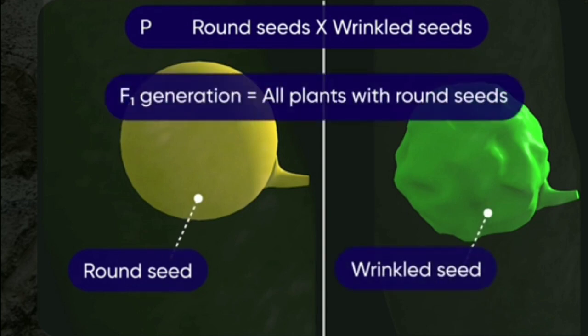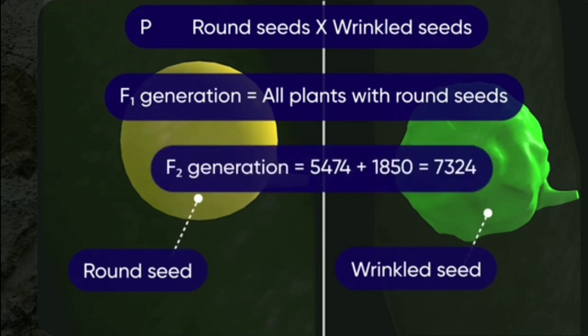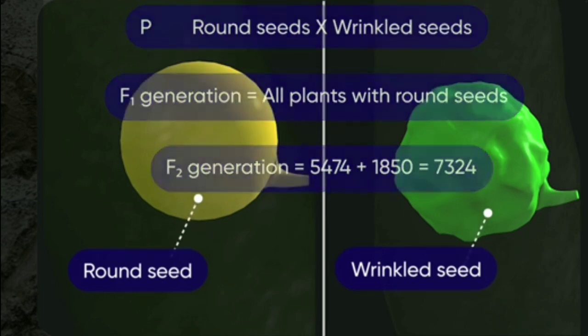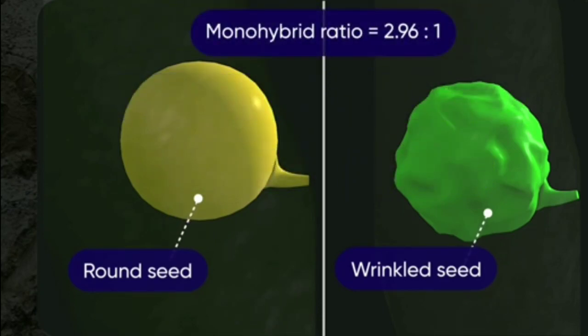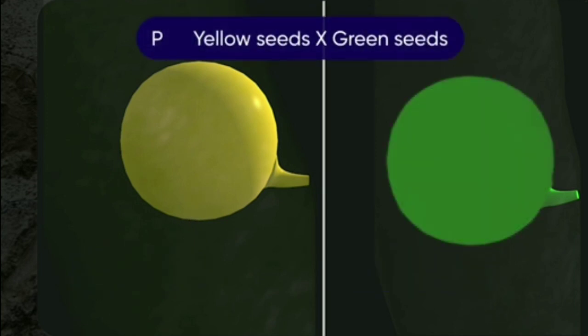When the parent generation, represented by P, comprising plants with round seeds, were crossed with plants bearing wrinkled seeds, the F1 generation obtained were all plants with round seeds. F2 generation exhibited occurrence of 5,474 round seeds and 1,850 wrinkled seeds, that is a total of 7,324 seeds. And the monohybrid ratio came up to be 2.96:1.